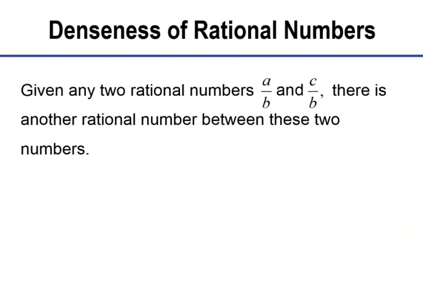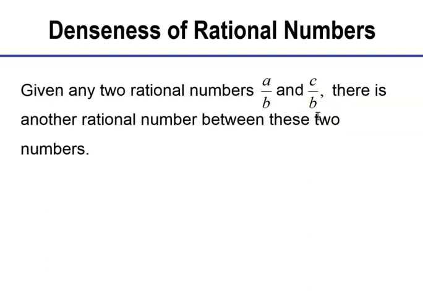Okay, let's keep going. Denseness of rational numbers. This is very interesting. It says, given any two rational numbers, A over B and C over B, there's another rational number between these two numbers. Always. Even if these numerators are right next to each other. So if I give you, say 3/7 compared to 4/7, there's still a rational number that fits between 3/7 and 4/7.